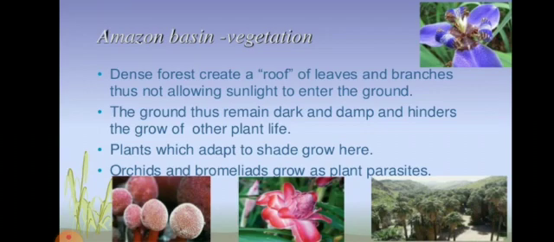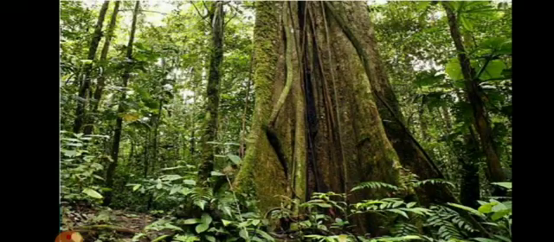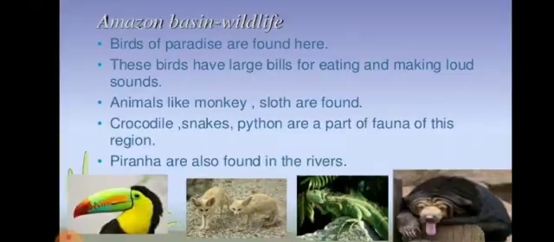For example, you can see in the picture the various orchids and bromeliads which grow over here. You can see the width and the height of the trees over here. They are there because of the excessive rainfall. You can see in this picture there is a lot of vegetation over here.